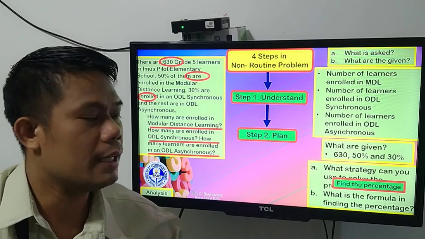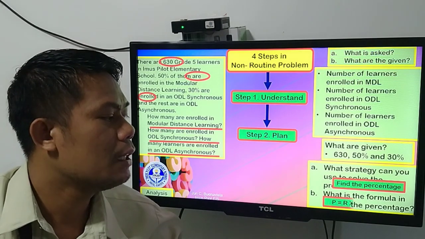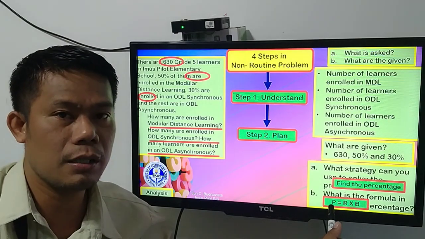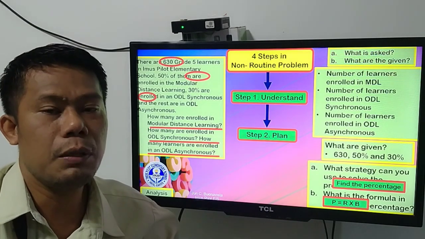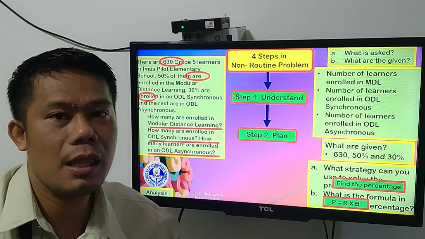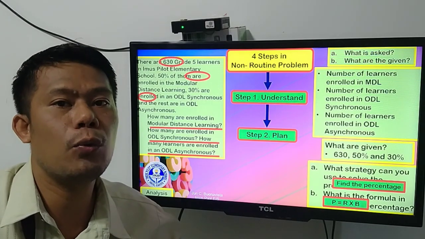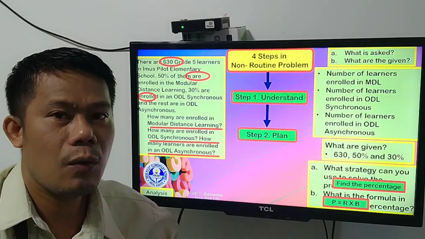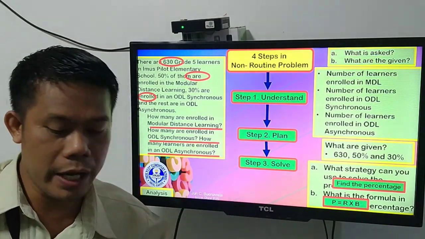So what is the formula in finding the percentage? The formula in finding the percentage is P equals R times B, wherein P represents the percentage, R represents the rate, and B stands for the base. And before multiplying, you are going to change first your rate to a decimal number. We need to change the rate to a decimal number before we multiply. Okay. Then, after we plan, what is the next step? We're going to solve.